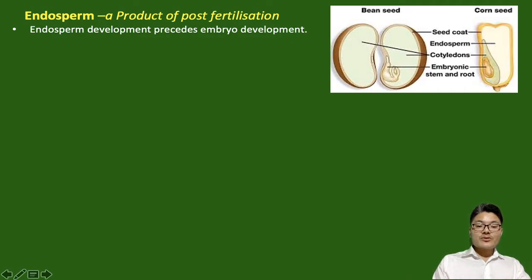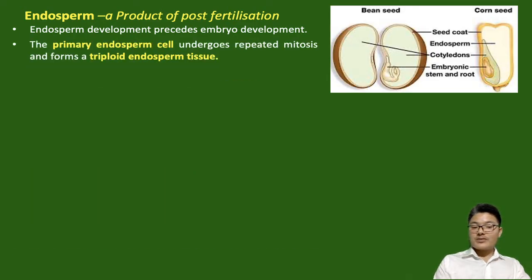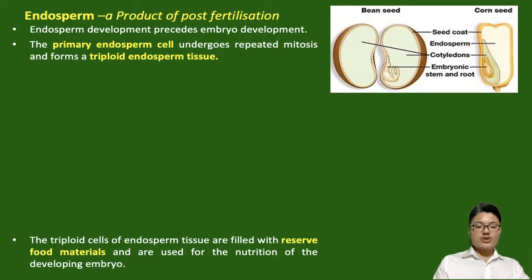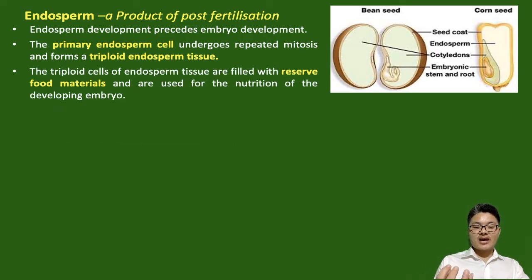Now endosperm usually develops earlier than embryo development, and as we discussed, primary endosperm cells will undergo repeated mitotic division to form triploid endosperm tissue, which will be acting as food reservoir for the developing embryo. So endosperm acts as reserve food material which nourishes the developing embryo.